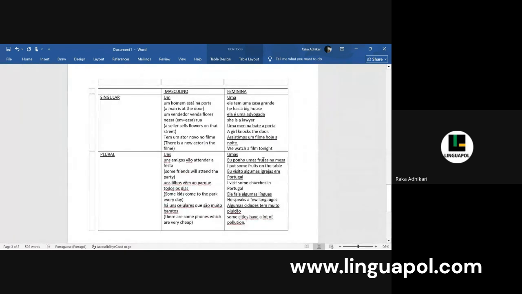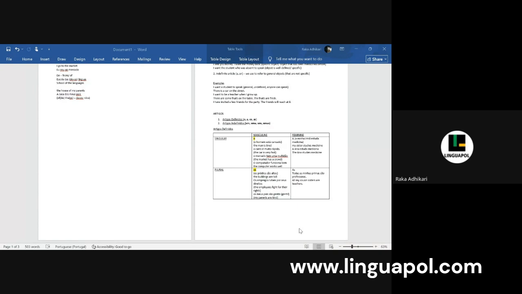So these are some examples with indefinite articles, both masculine and feminine, singular and plural. So I want you to make a few sentences. Okay, if we don't have any questions, let's conclude the class.